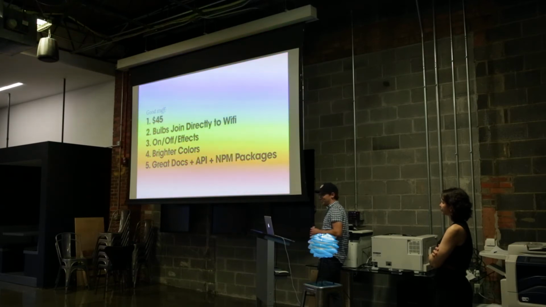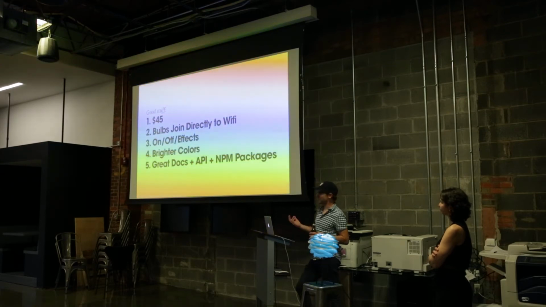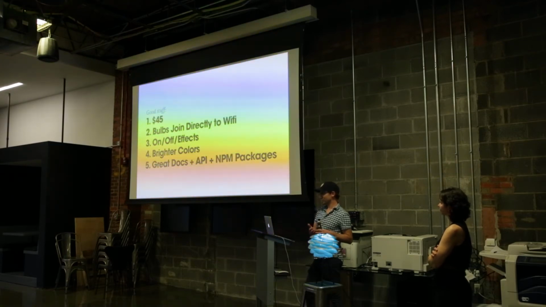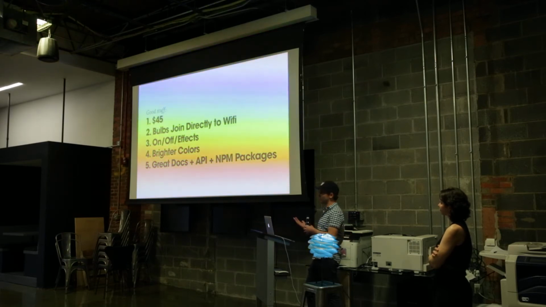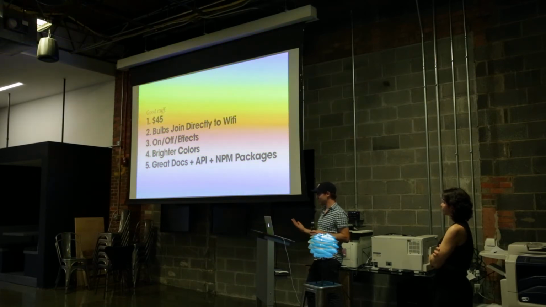The bulbs join directly to Wi-Fi. Those light bulbs actually have a Wi-Fi chipset in them. So when you boot them up, they make their own Wi-Fi network. You join that with your phone, and it says, okay, you're connected to a new light bulb. Enter your wireless credentials, and it'll actually join the light bulb to your Wi-Fi network for you. And then at that point, you're all set.